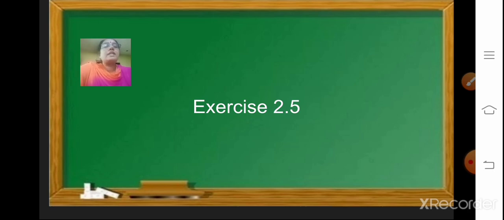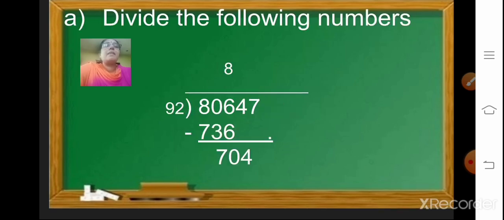Now coming to exercise 2.5, the first sum is A1, that is, divide the following numbers. Here you just have to divide the number. You don't have to check it, okay? So just carry out the division. The number is 80,647, which has to be divided by 92.